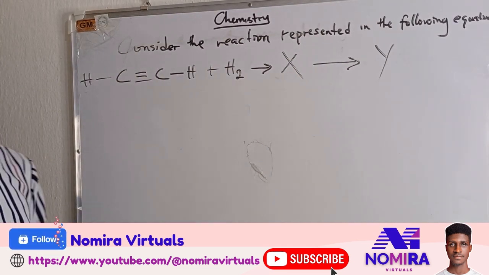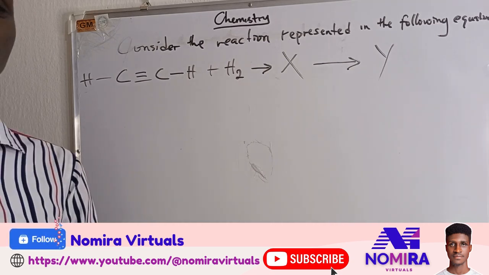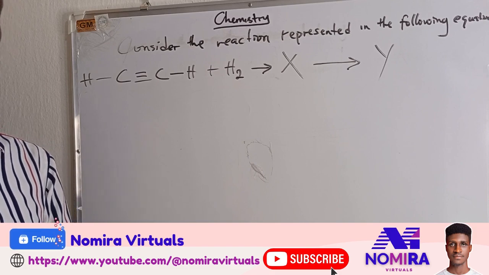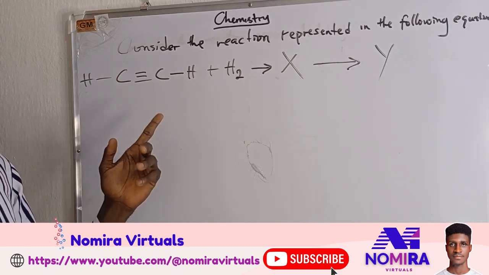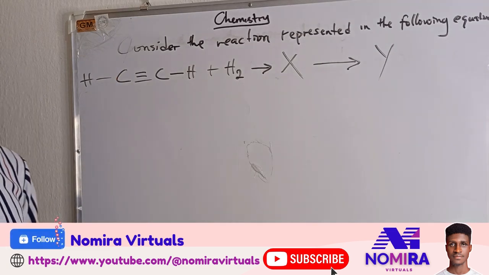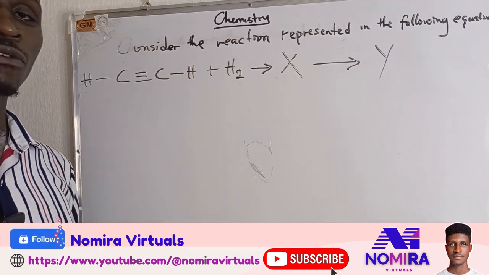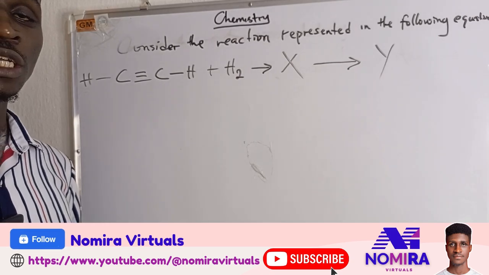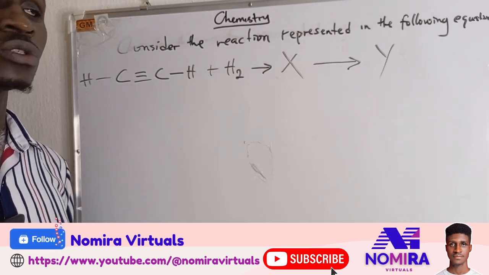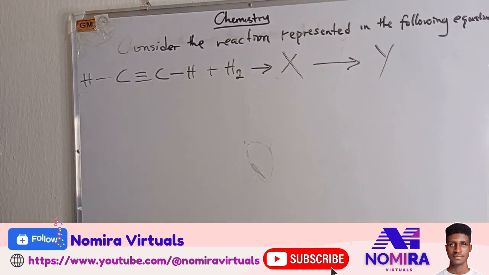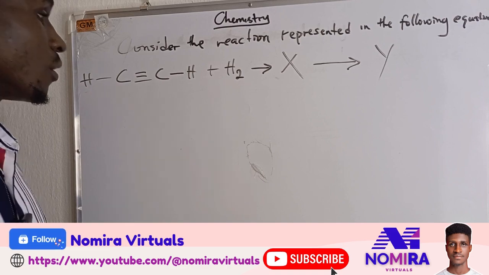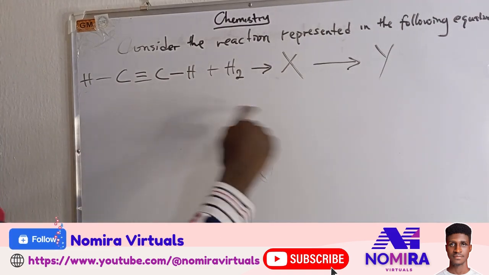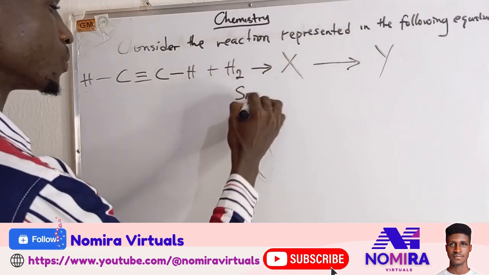Then the second reaction will now involve breaking of the remaining pi bond. Remember I told you that it is made up of 1 sigma bond and 2 pi bonds. The second reaction will involve breaking of the second pi bond to now give rise to the saturated compound, which is the alkane. All right, so let us see what this will lead us to.